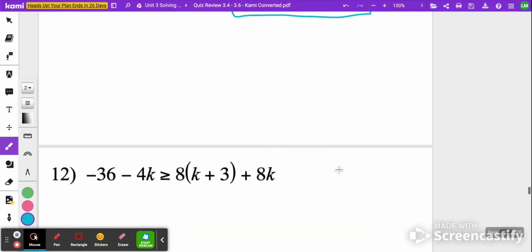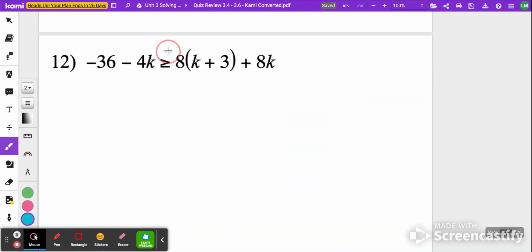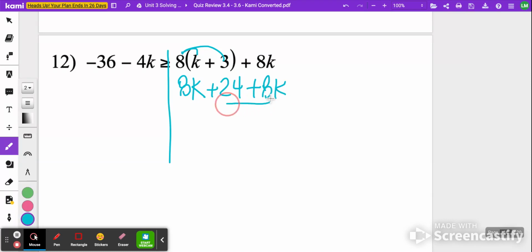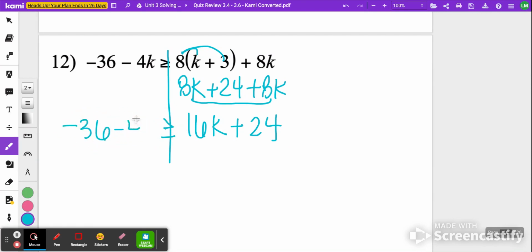Okay. Number 12, again, we're distributing to start off here. So 8 times k and 8 times 3, that's 8k plus 24 plus 8k. I'm going to go ahead and combine this on this side. That means 8k plus 8k is 16k plus 24. And on the left-hand side, I still have negative 36 minus 4k.